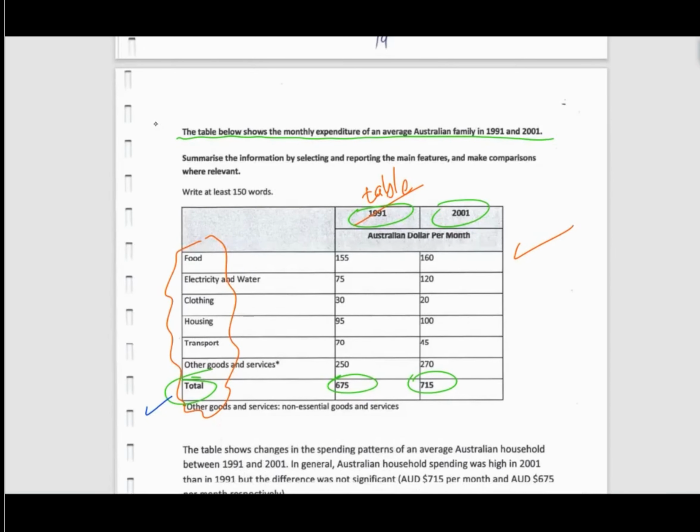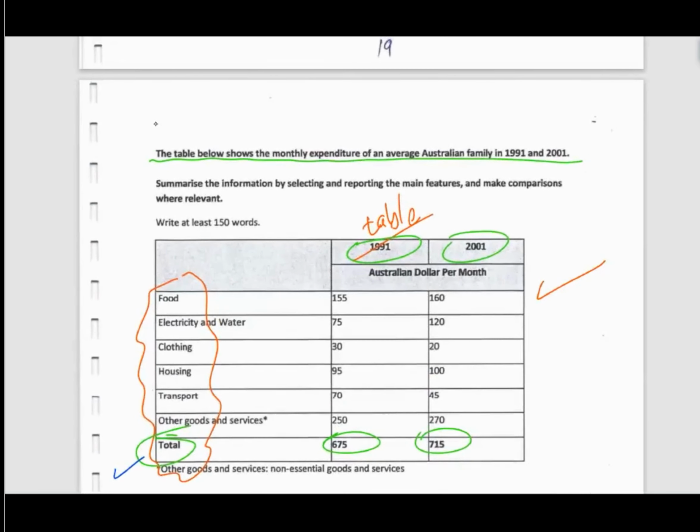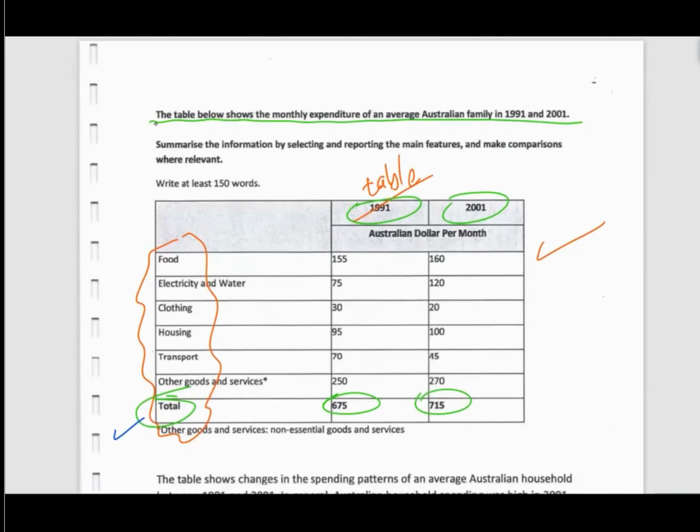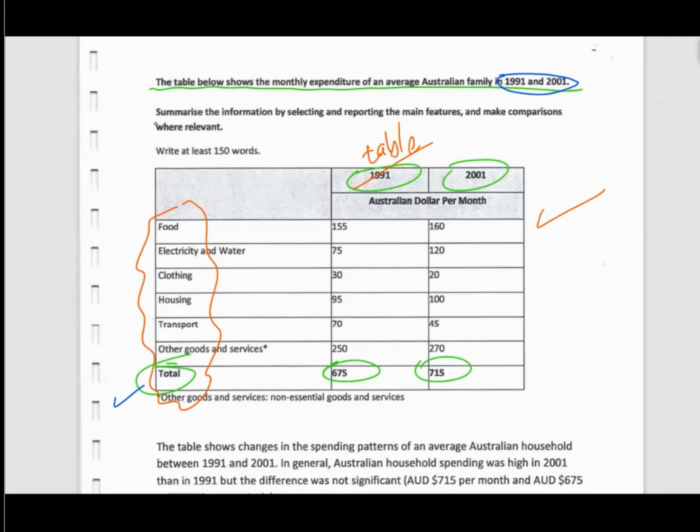Now let's look at the question. The table shows the monthly expenditure of an average Australian family in 1991 and 2001. The monthly expenditure of an average Australian family. So here you will use the past tense. Very good, Sarah. Why? Because the years are in the past. So in the report, you will use the past tense. Very important to use it correctly. Regular or irregular verbs, it makes a difference.